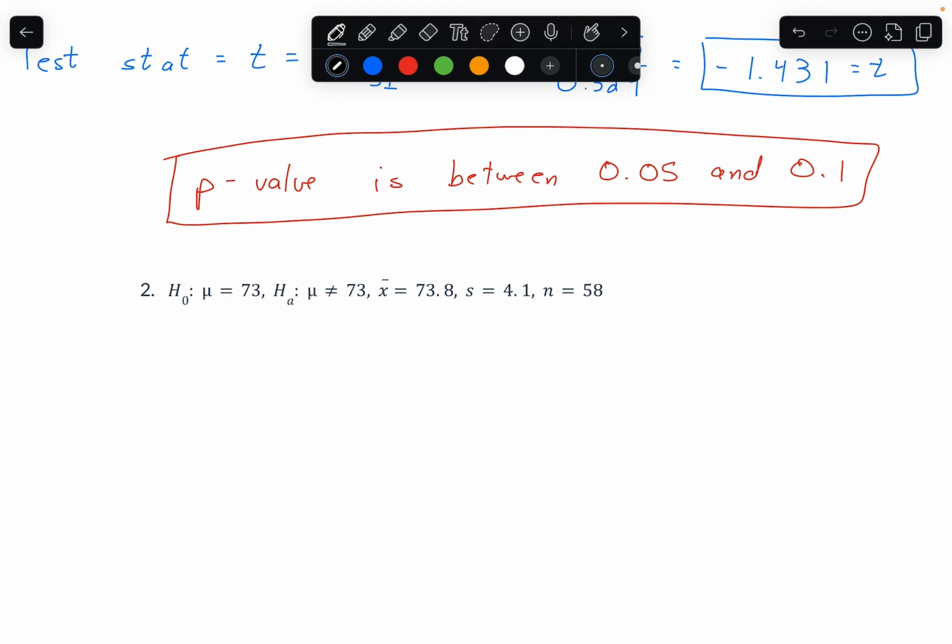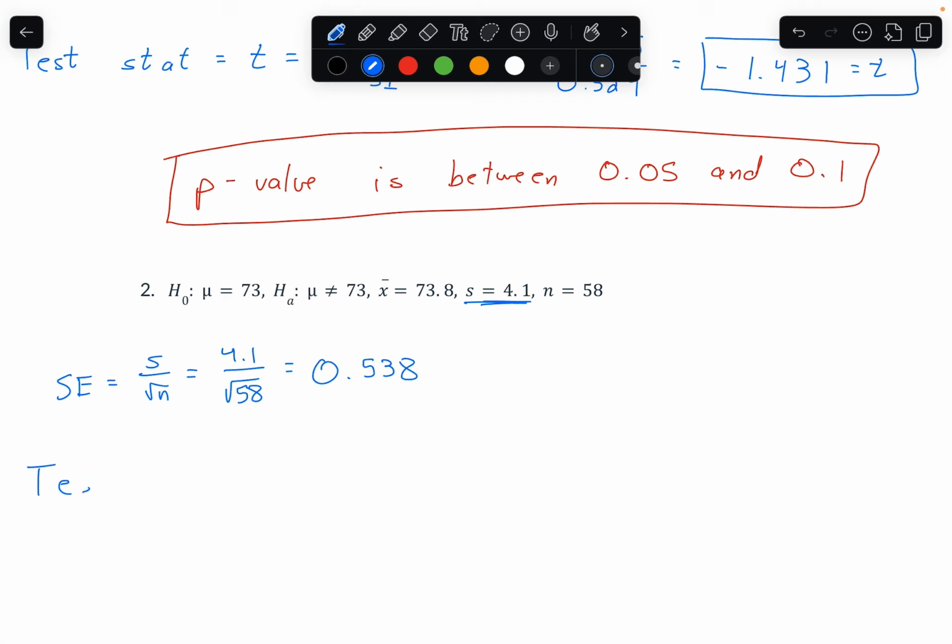So now we're gonna go ahead and calculate our test statistic. Before I do that, I need my standard error. So standard error we said was S divided by square root of n. S, it tells me, is 4.1. So 4.1 divided by square root of 58. Let's grab my calculator. 4.1 divided by radical 58. I ended up with 0.538. We'll round to 3 decimal places here. So I've got my standard error.